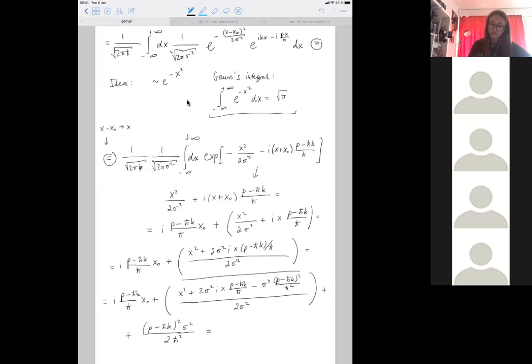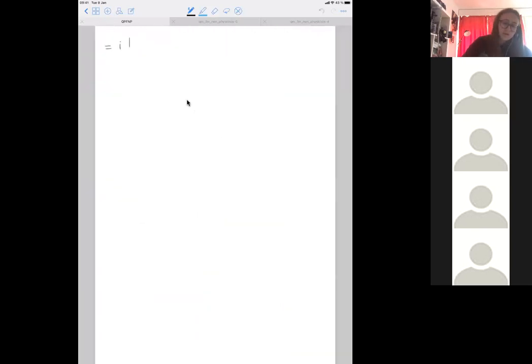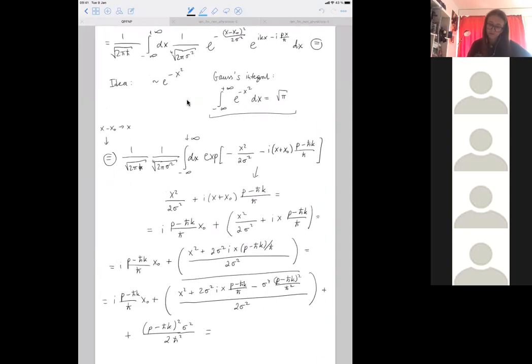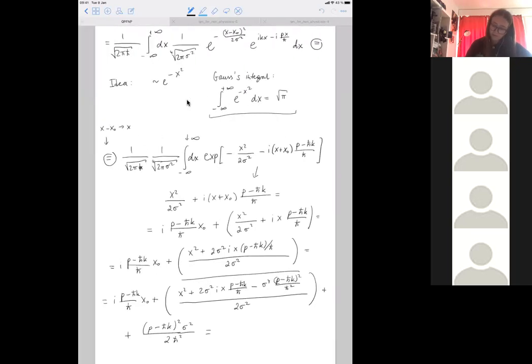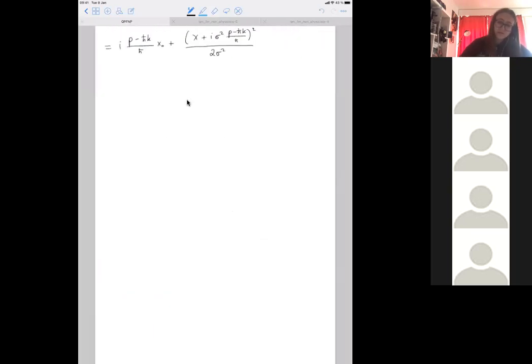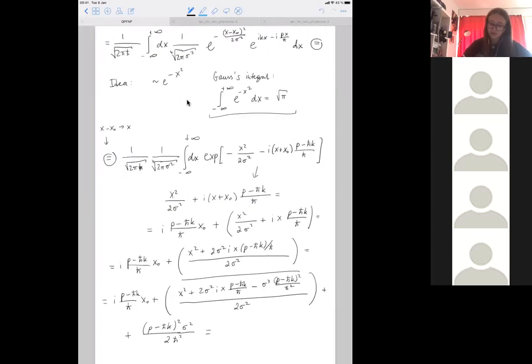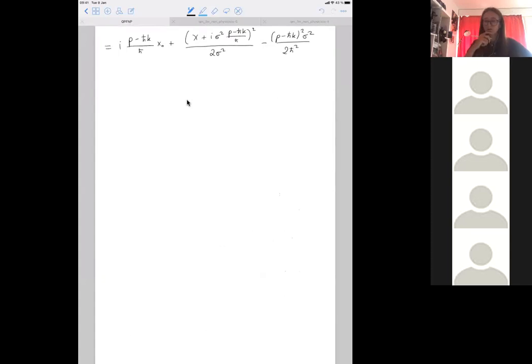Okay, great. Then essentially we can write it out as the following: i p minus hk over h x0 plus the full square that we have here, x plus i sigma squared p minus hk over h squared over 2 sigma squared, and minus, again, a constant with respect to the integrated variable, which is x, to h squared.